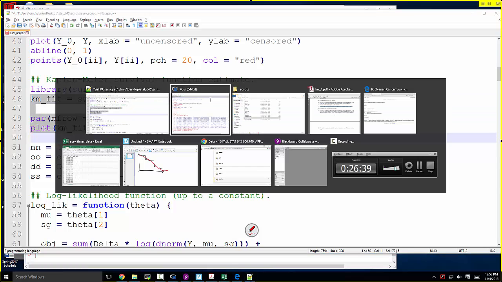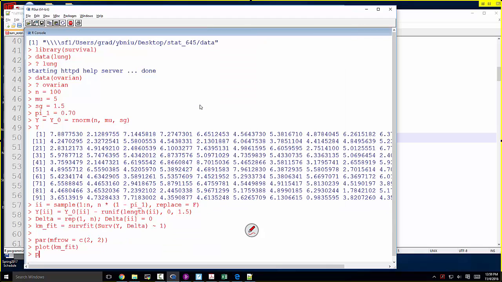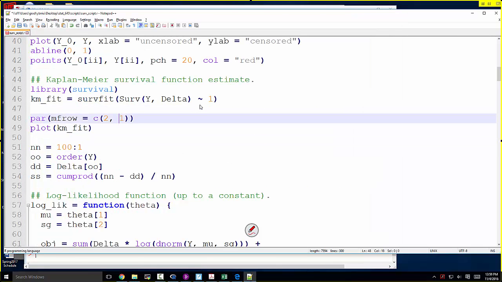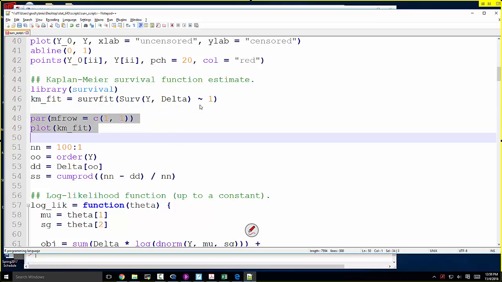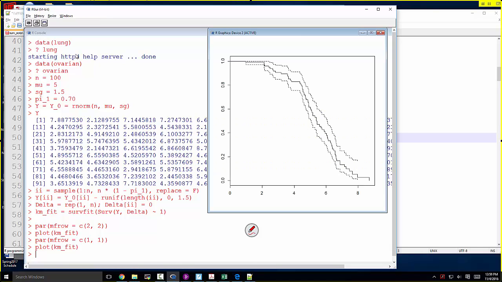And the picture. I don't want par anymore. Survival curve estimate from Kaplan-Meier with confidence bounds all the way down.